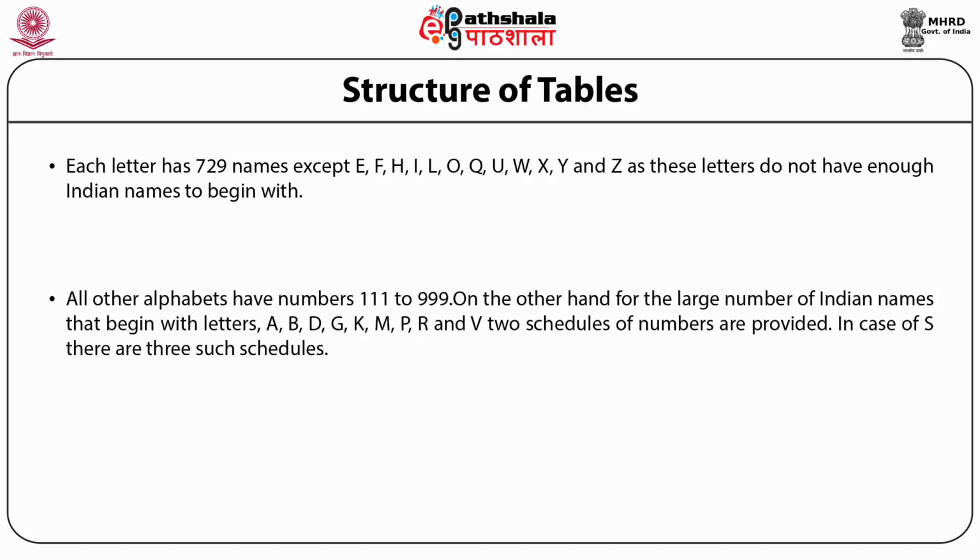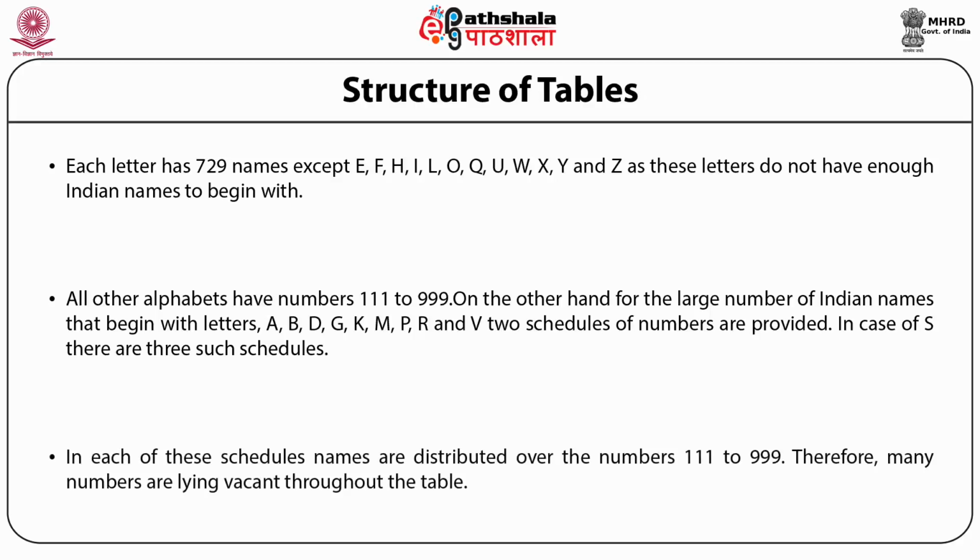On the other hand, for the large number of Indian names that begin with the letters A, B, D, G, K, M, P, R, and V, 2 schedules of numbers are provided. In case of S, which is the largest one, there are 3 such schedules. In each of these schedules, names are distributed over the numbers 111 to 999. Therefore, many numbers are lying vacant throughout the table, which can be filled in future with the new names.